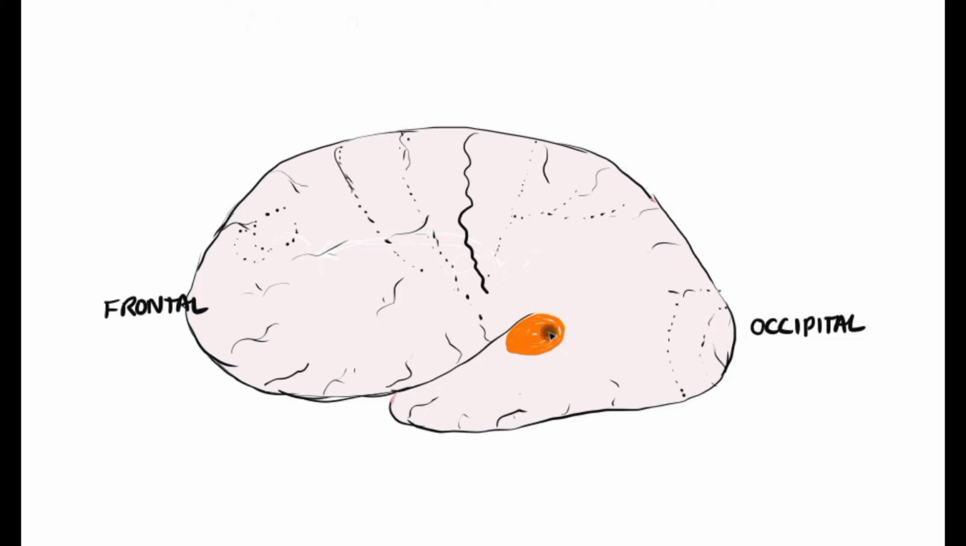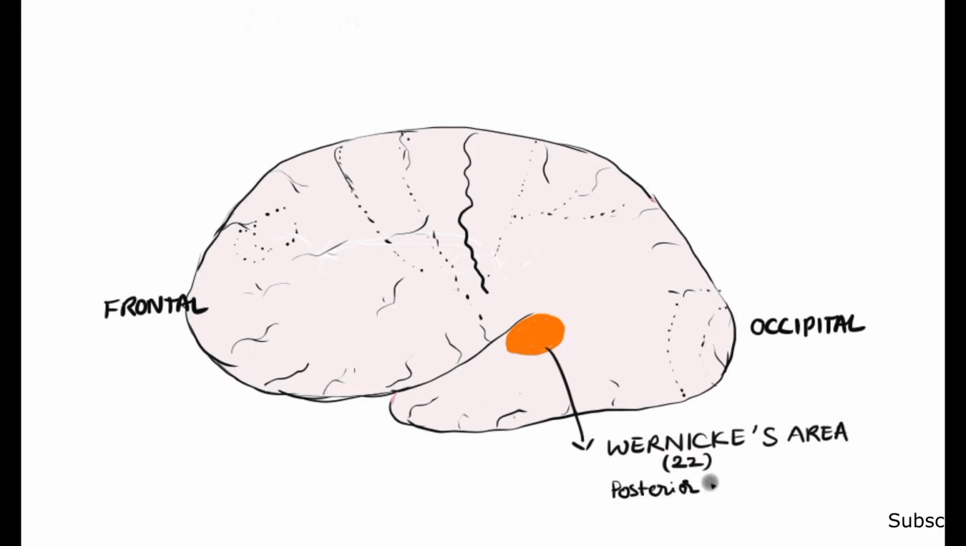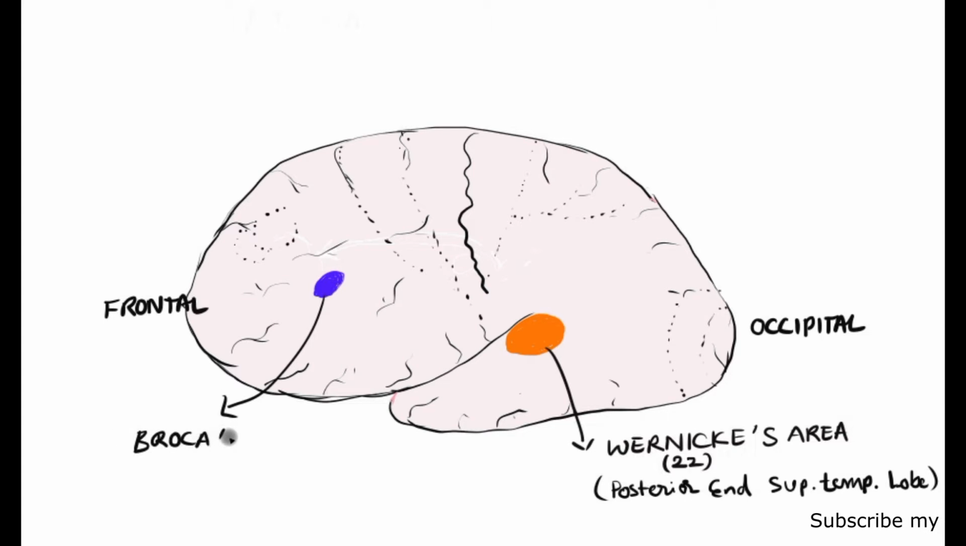First and foremost, Wernicke's area is the language processing area, named after Wernicke, a scientist who dedicated his life to research on Wernicke's area. Area number 22 is located in the posterior end of the superior temporal lobe and is meant for language processing. The second area is Broca's area, the language production area.